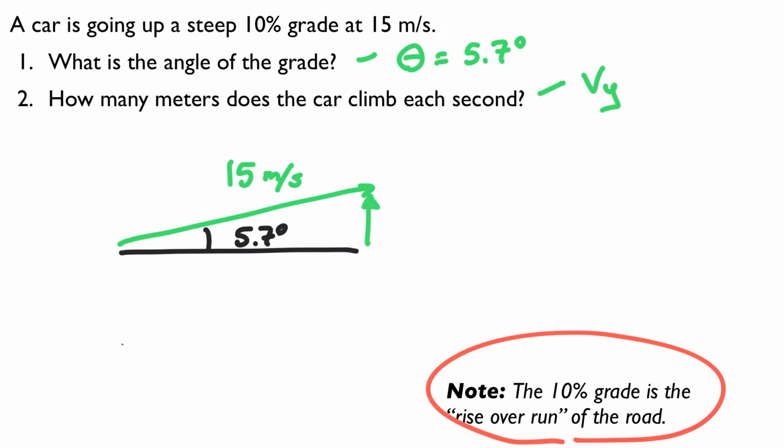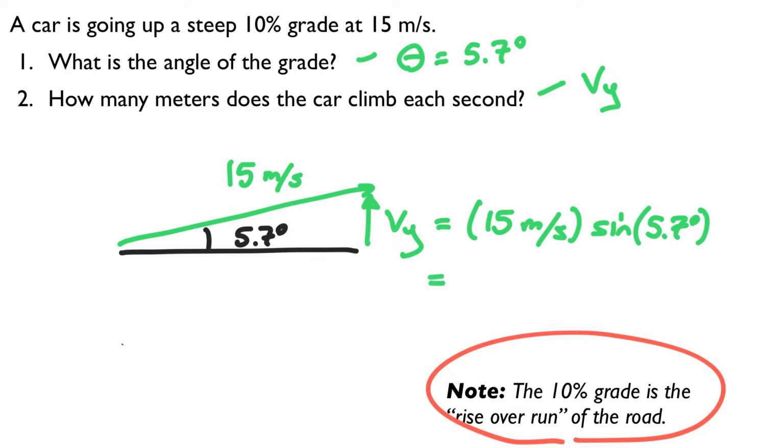Okay? And so the vertical component of the velocity, Vy, is just going to be equal to the hypotenuse, i.e. the vector itself, 15 meters per second, times the sine of 5.7 degrees. Okay? That's what we get. And then if I compute what Vy is, I get 1.5 meters per second.